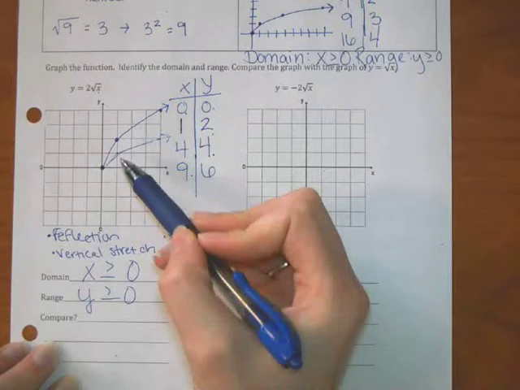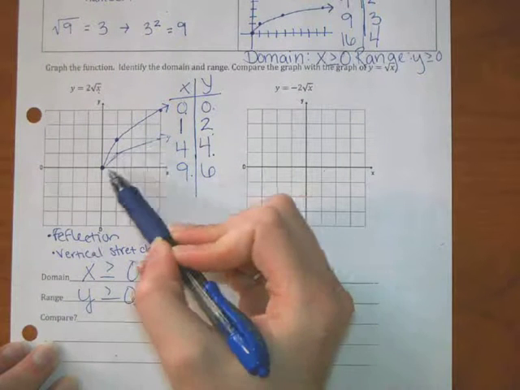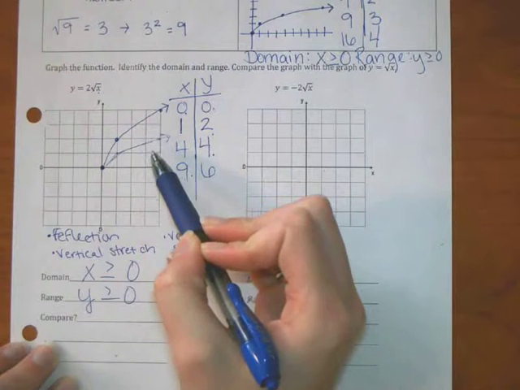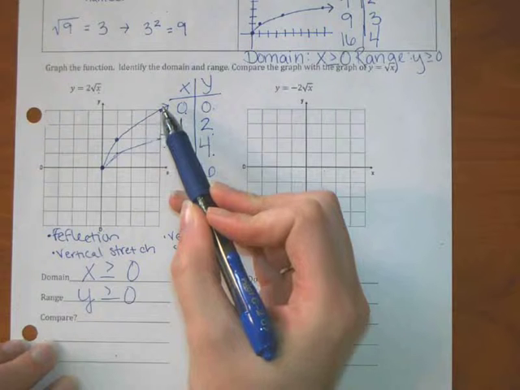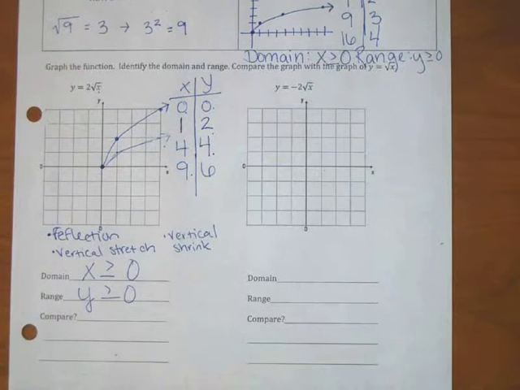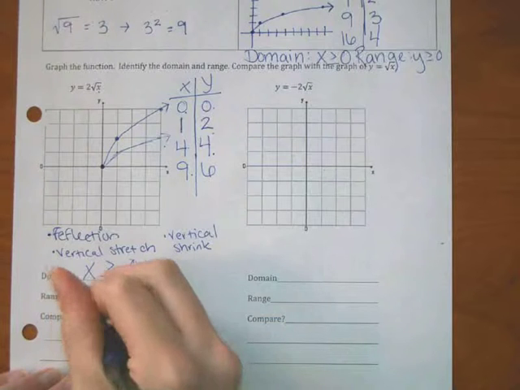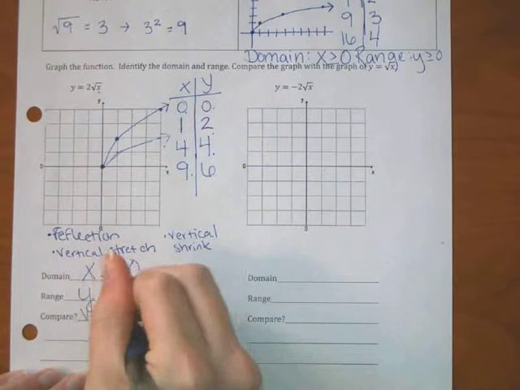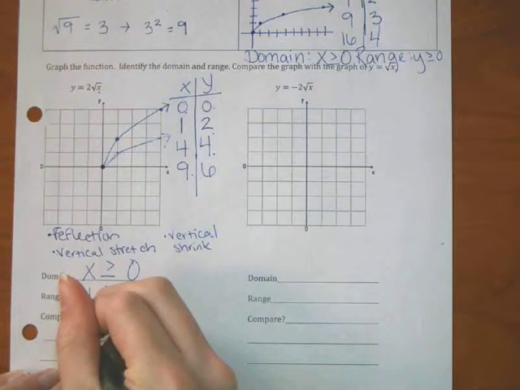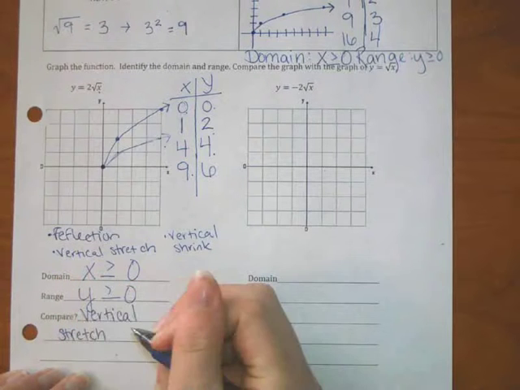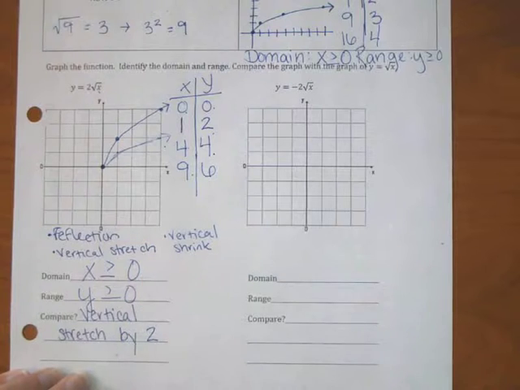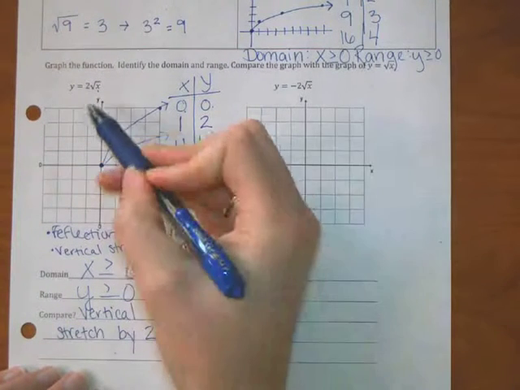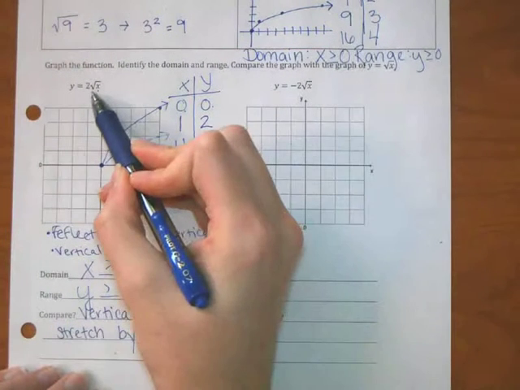All right. So if this one's my parent function, this little one, smaller one, how does the bigger one compare? It's a vertical stretch, right? We stretched it, it got bigger. And it's actually going to be a vertical stretch by 2. And that 2 comes directly from this 2 in our function.